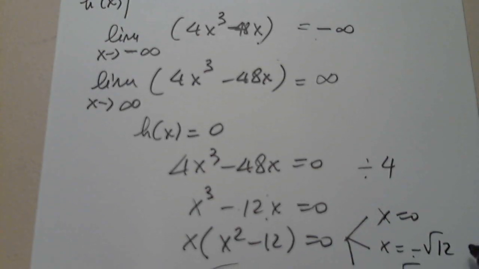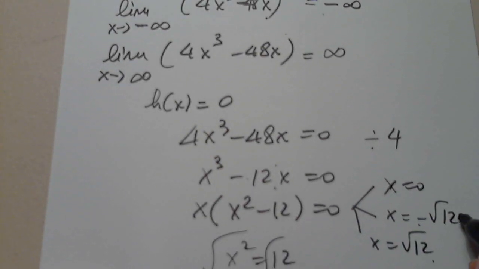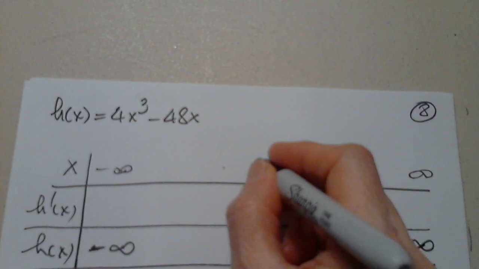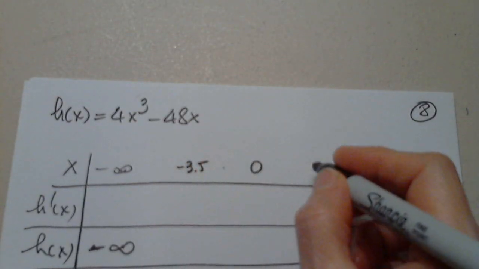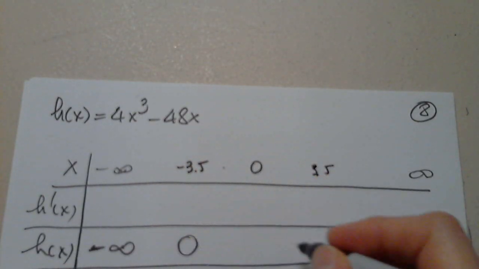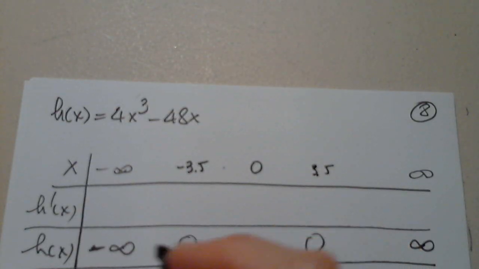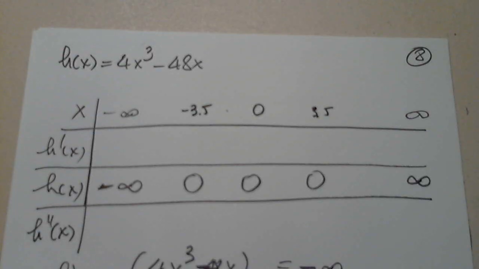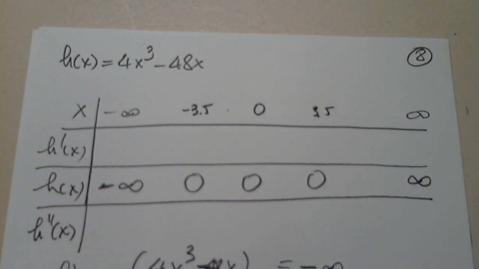So this is 3.5 with negative, and this with positive. So I have to put them in the table. 0, negative 3.5, 3.5, and 0, and 0, and 0. I exhausted the function. I found the x and y intercepts, and I found the limits. There is nothing else I can find about the function from the function itself.